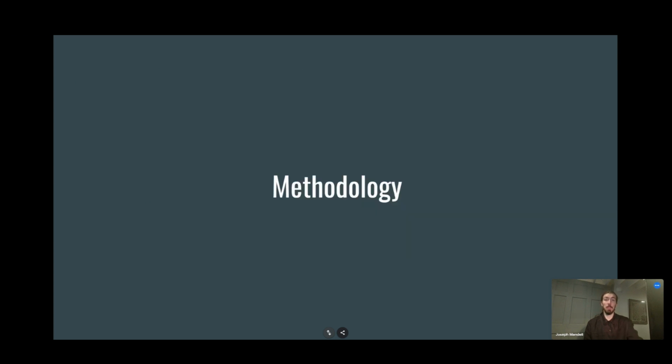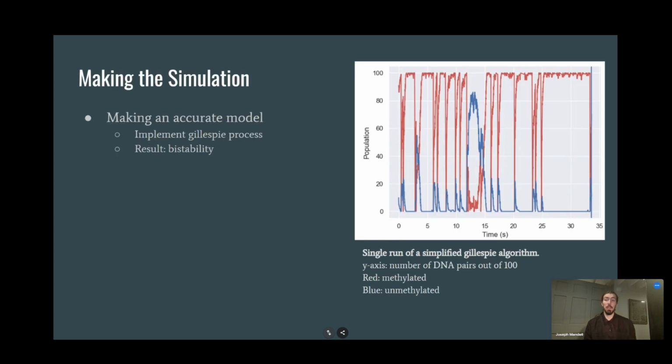So the methodology for this was essentially figuring out how to make a simulation that is both accurate and fast. To make it accurate, we just needed to implement the Gillespie process properly. And just an example of how this might look is this graph here on the right, which shows the amount of methylated and unmethylated DNA base pairs.